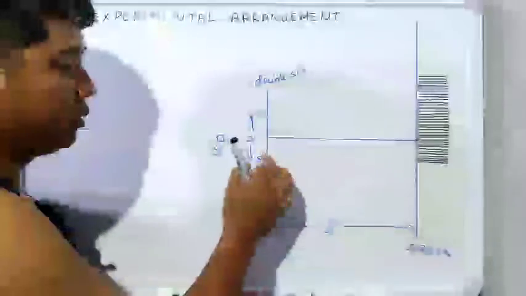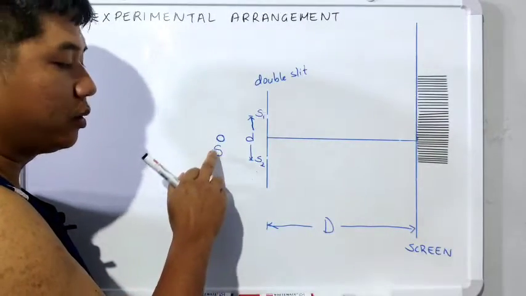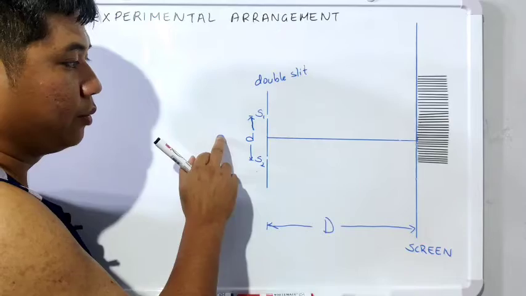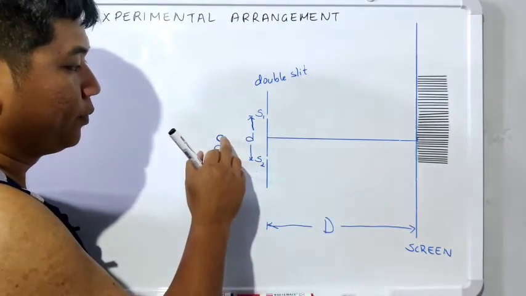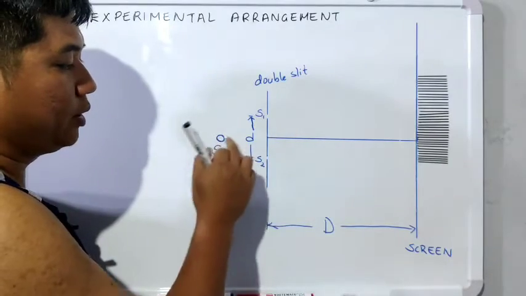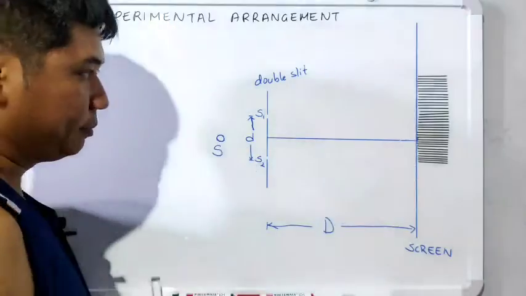Here we have a double slit. S1 and S2 are the holes or slits. Here we have a monochromatic source of light, which gives light to S1 and S2. S1 and S2 are equidistant from S, so they are in the same phase.